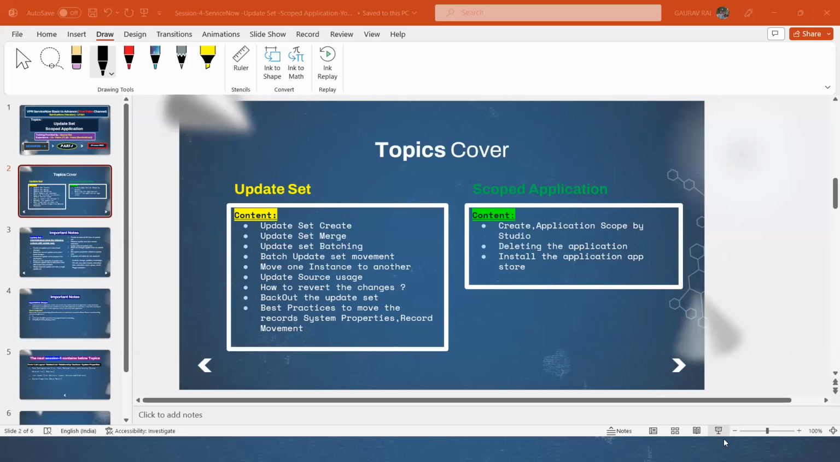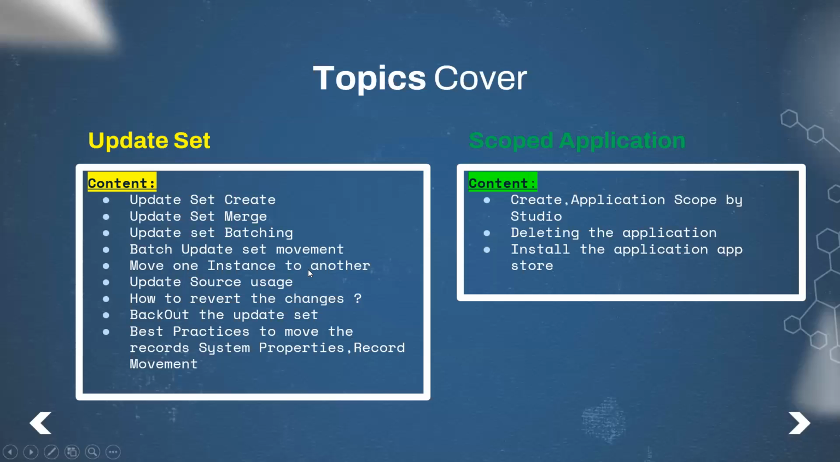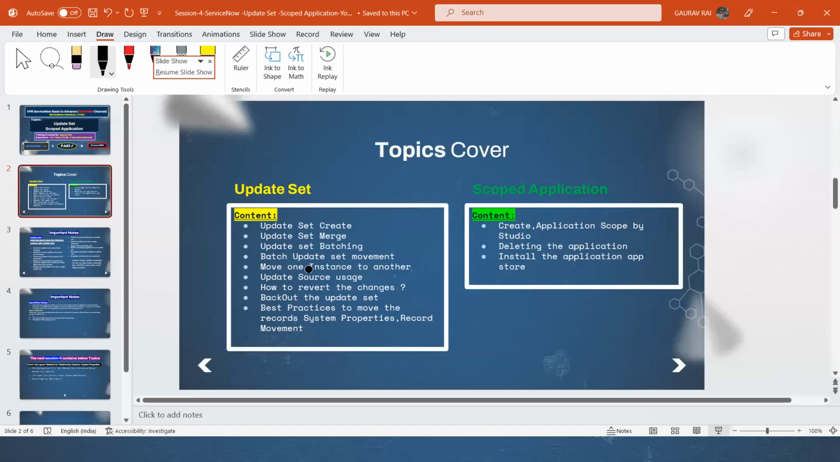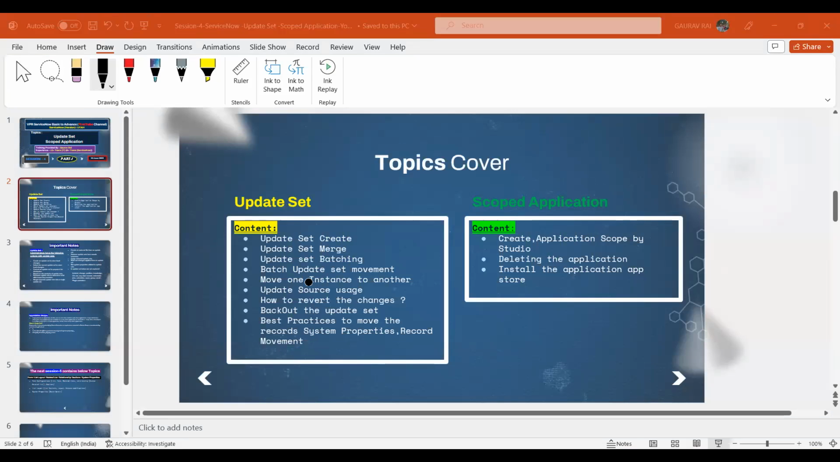So last time we discussed how to create the update set, how to move the update set, how to back out, and how to revert the changes, and everything was covered in that. Correct. So a couple of points are still remaining. I would like to cover those two so that we can conclude this session on the update set, and then after that we will go further.